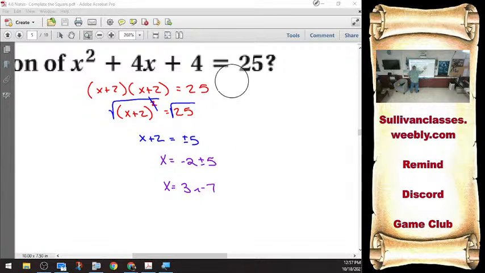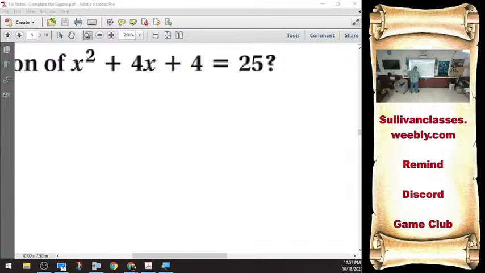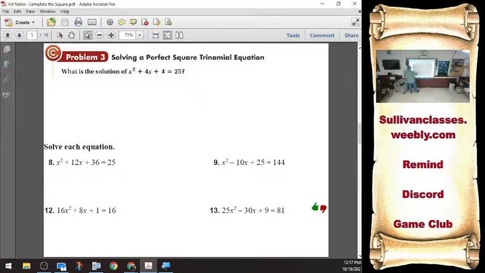So if it can be written as a perfect square like that, you can solve by square roots. All 4 of these can be written as something squared. Some of them are nice, some of them are not so nice. Let's see if you remember how to factor perfect square trinomials, because we did that in section 4.4. Go.